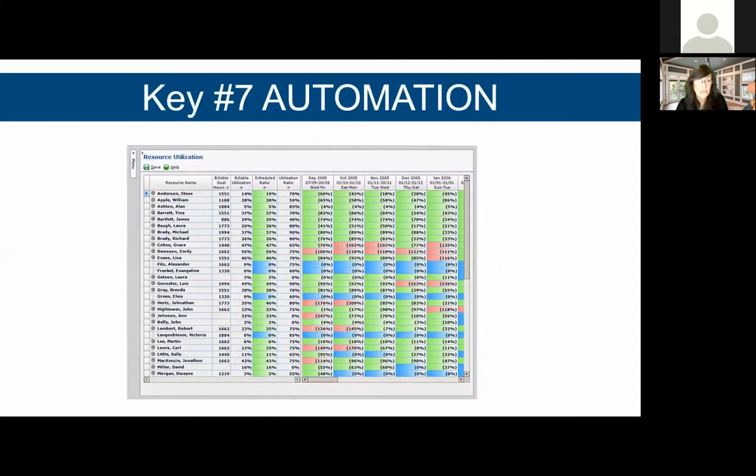The next area is automation. Automation technology systems can really, really support your utilization efforts, being able to manage people, being able to see on a screen who's going to be overutilized or underutilized, whether people are hitting their targets. All of these things can be improved dramatically by automation.